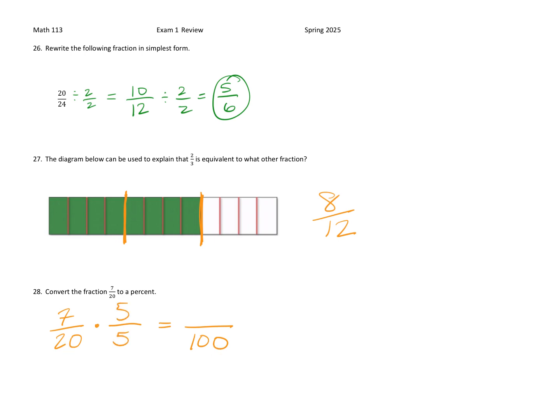So I'm going to multiply the top and the bottom by 5, and I get 35 over 100, which is 35%.